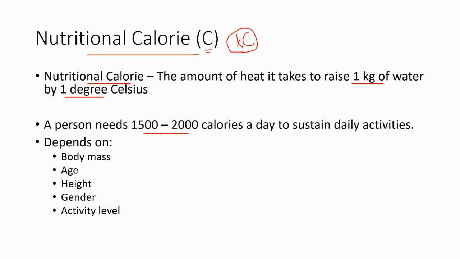A person needs, again, 1,500 to 2,000 calories a day, depending on your basal metabolic rate. What's your body mass? What's your age? What's your height? What's your gender? What's your activity level?